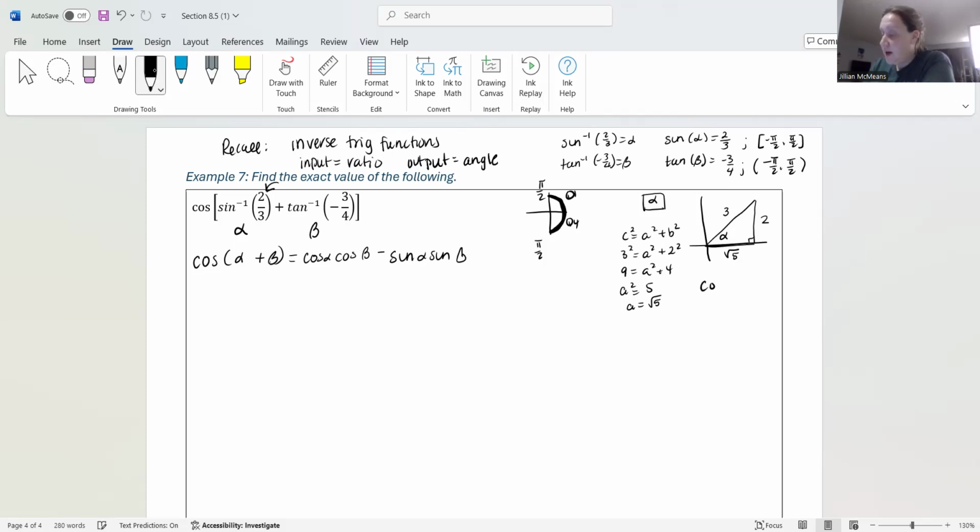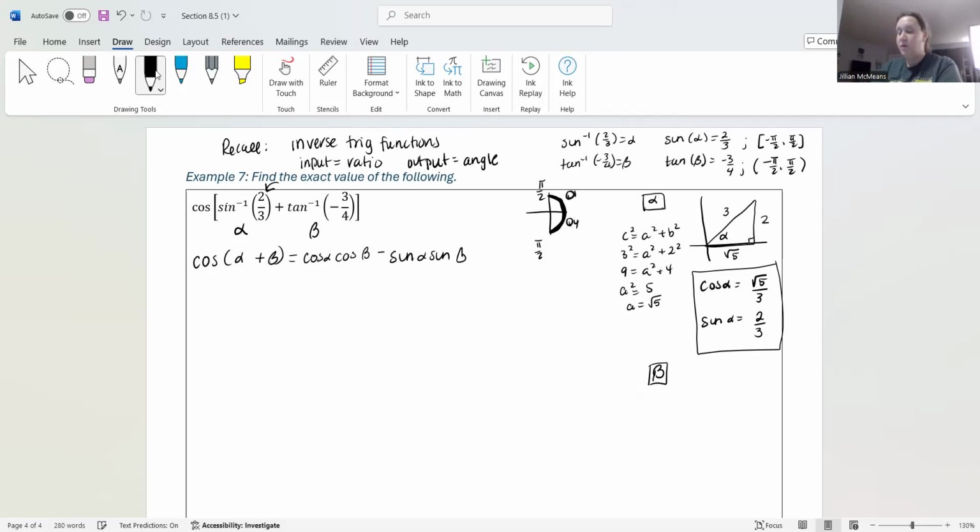So cosine of alpha is going to be root 5 over 3. Remember, it's adjacent over hypotenuse. And sine of alpha, we already know to be 2 over 3. Okay? So that is the alpha angle. It's cosine and sine of that. Okay? Now we need to repeat the whole process for beta.